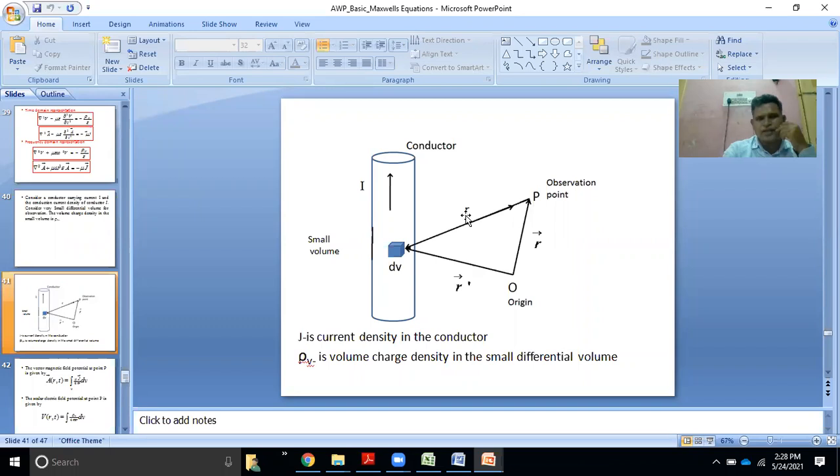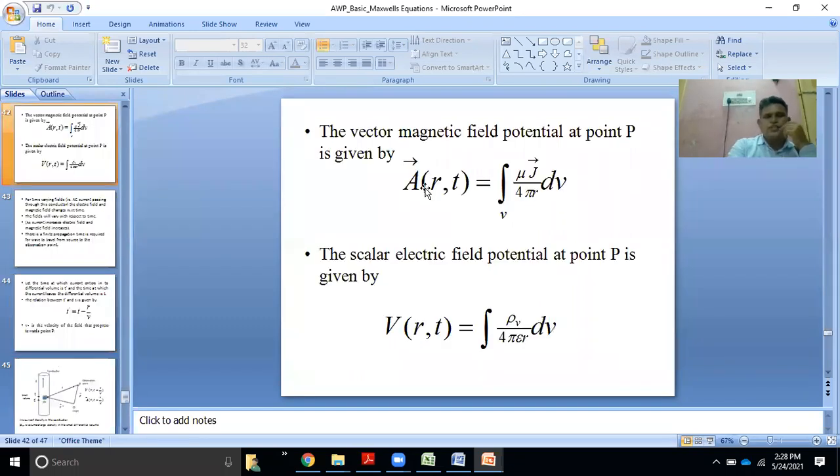Therefore, we can write the vector potential at point P, where the distance from the source is r. We can write A of r comma t is equal to volume integral mu into J bar divided by 4 pi r dV. What is J bar? J bar is the conduction current density.